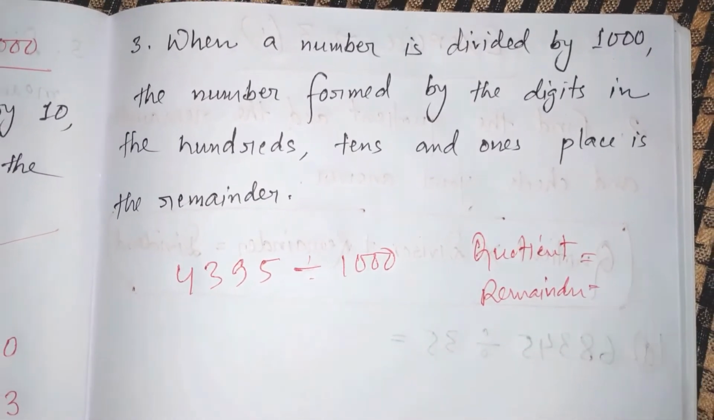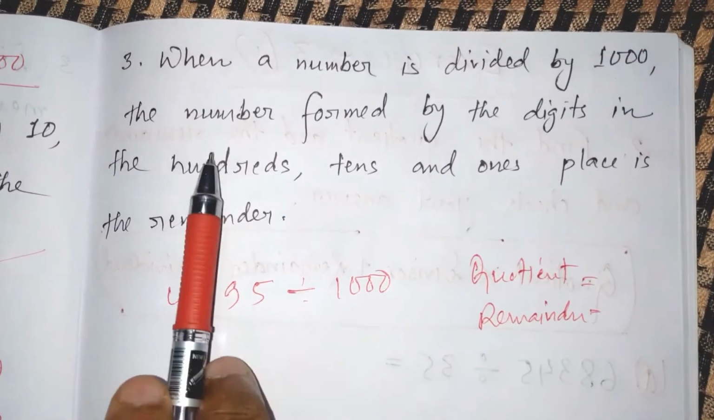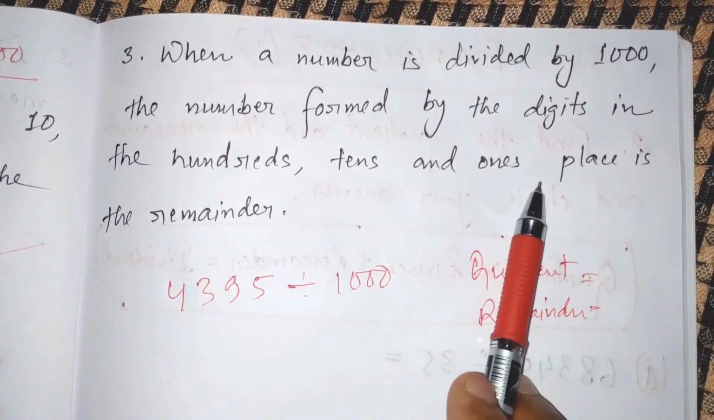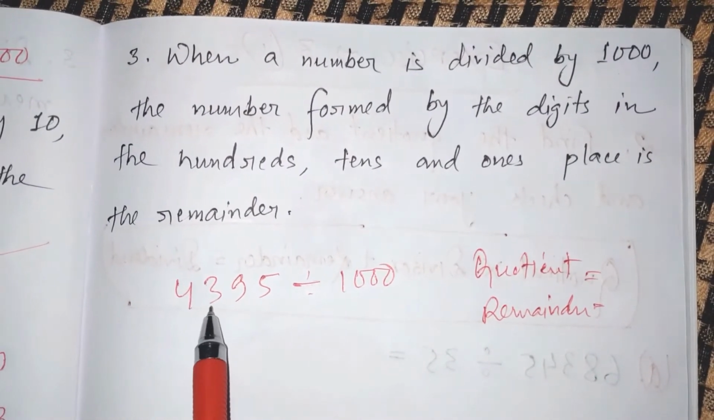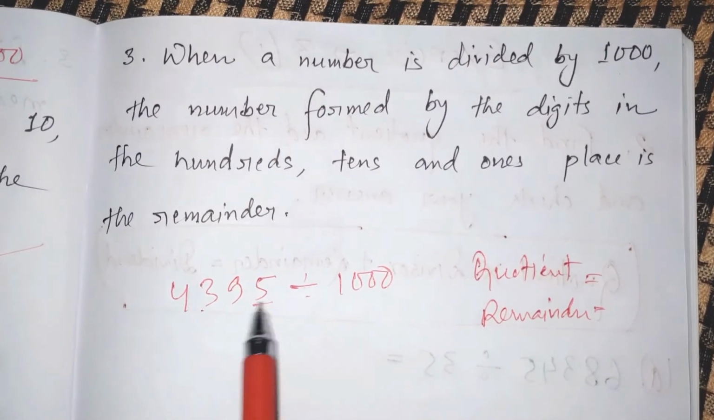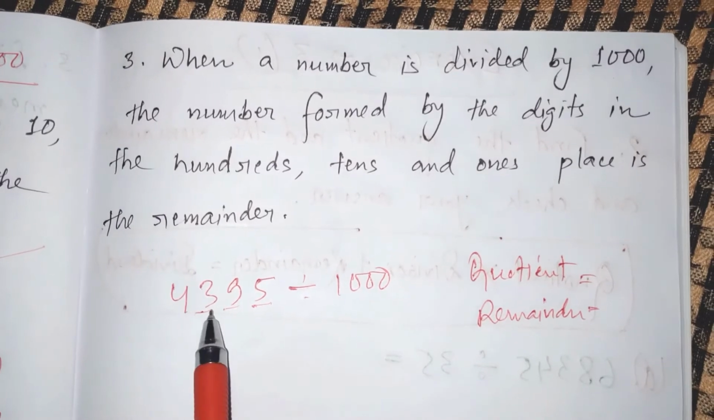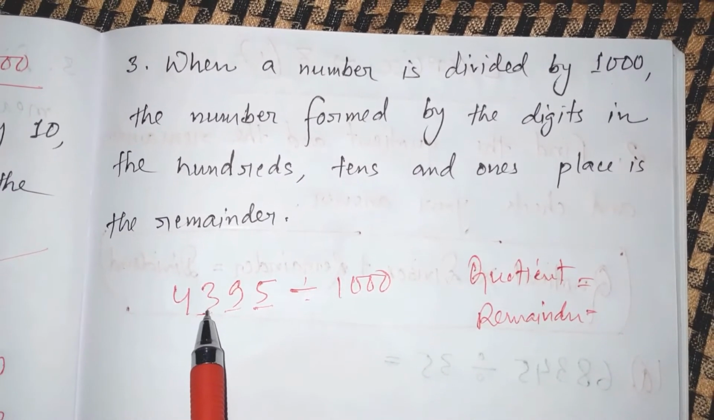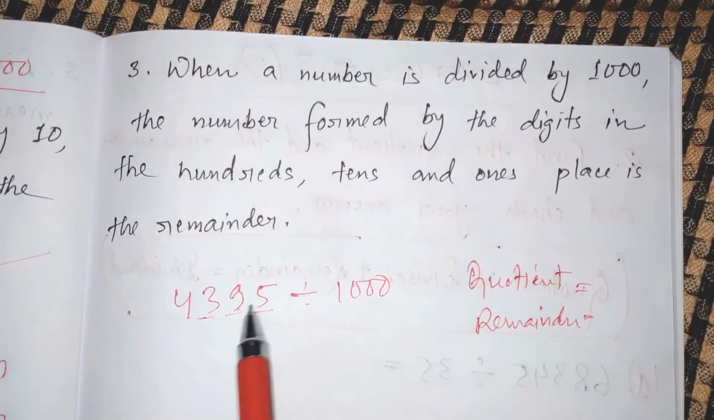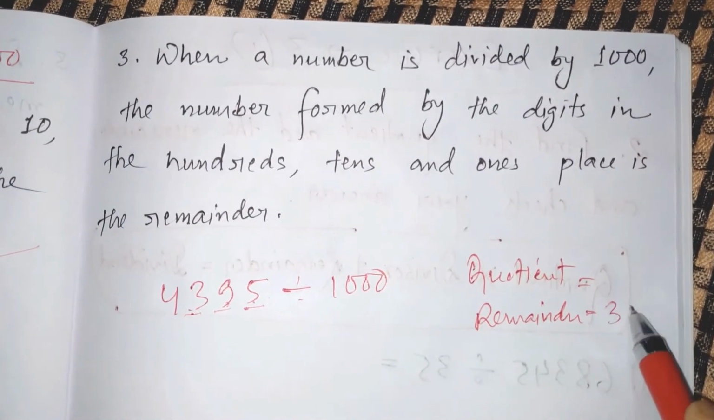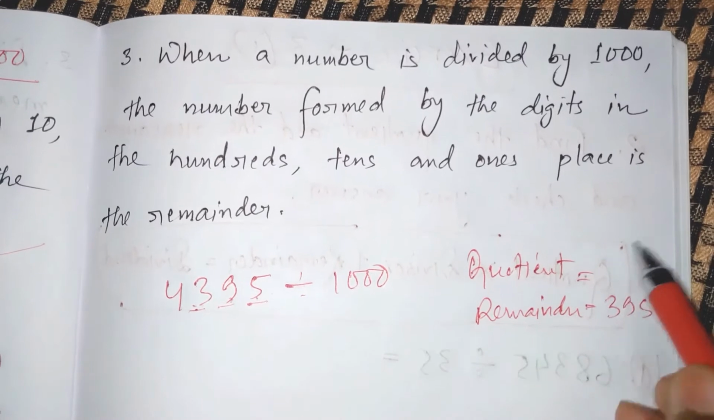So you see, according to this rule, the number formed by digits in the hundreds, tens and ones. In the 100 position, what you have is 3, because this is the ones position, this is the tens, and this is the 100 position, isn't it? So the remainder will be the number formed by the 100, 10 and ones positions. So it is 395, and the quotient will be 4.